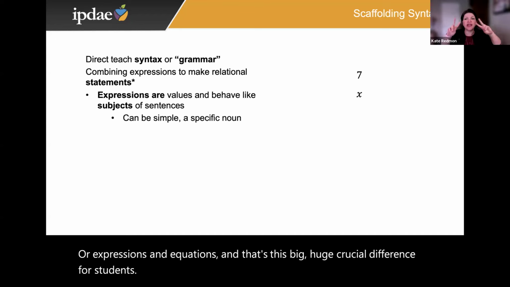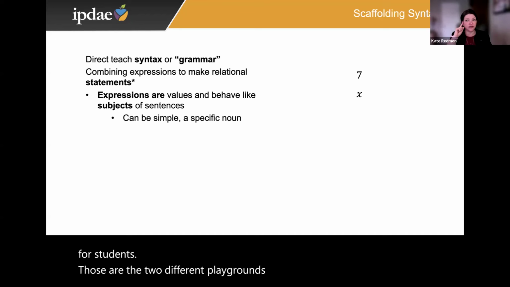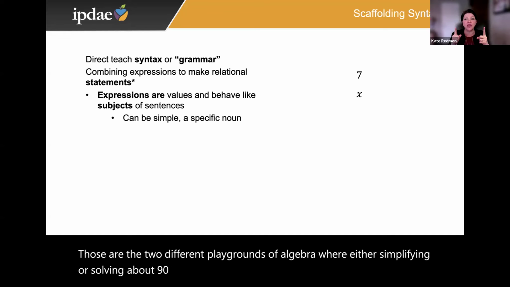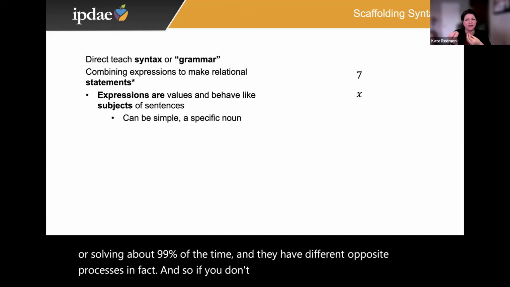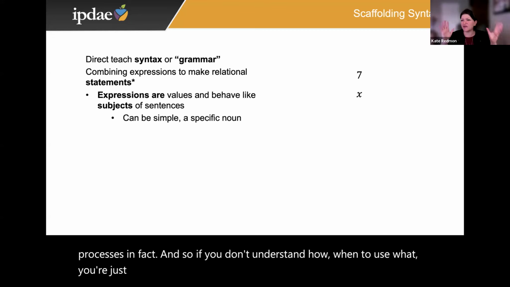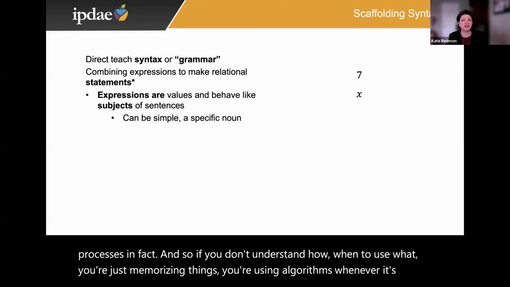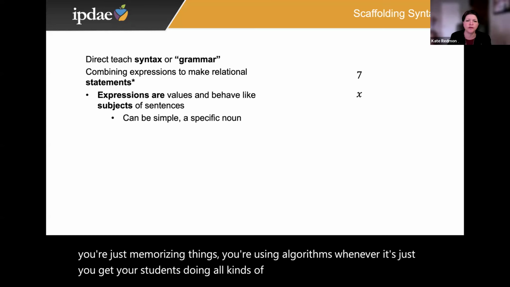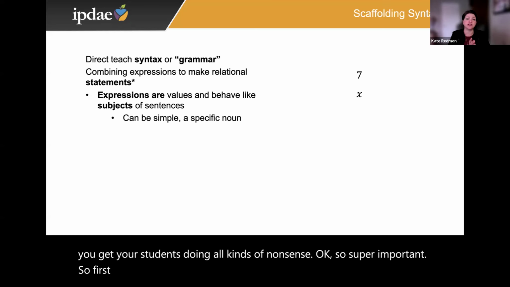Those are the two different playgrounds of algebra. We're either simplifying or solving about 99% of the time. And they have different, opposite processes, in fact. And so if you don't understand when to use what, you're just memorizing things, using algorithms whenever. You get your students doing all kinds of nonsense. So super important. First thing, let's start with expressions.